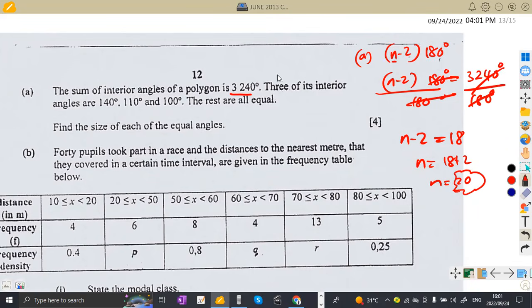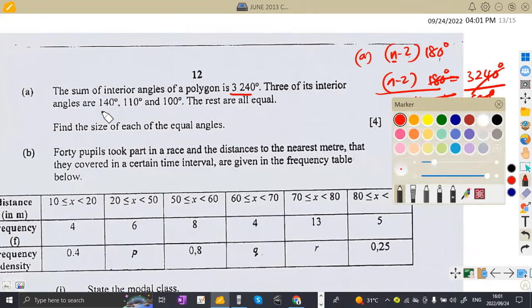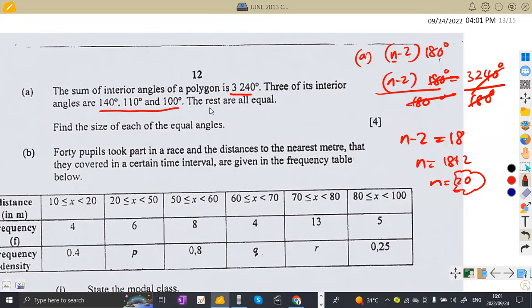Here we are told that 3 of its angles are given. We are given these 3 angles. So how many are the rest, the remaining ones? From 20, we have taken 3. So it's going to be 20 minus 3, which gives us 17. So these remaining angles are 17 and they are all equal. So if each angle is x, all of them together are going to be 17 times x.